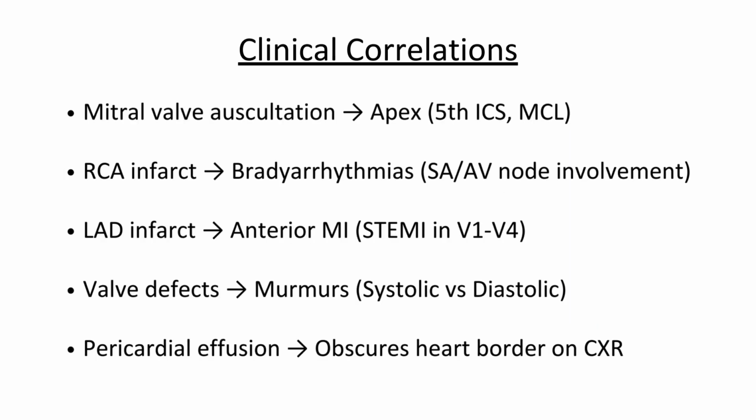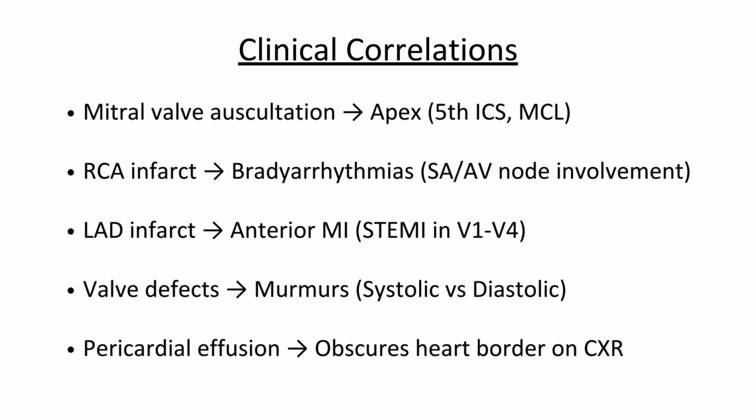Let's connect anatomy with pathology, the key to mastering USMLE. The mitral valve is best auscultated at the apex, in the fifth intercostal space midclavicular line, a critical detail in murmur localization. An RCA infarct can affect both the SA and AV nodes, leading to bradyarrhythmias or complete heart block. An LAD infarct affects the anterior wall and interventricular septum, showing up as ST elevations in leads V1 to V4 on an ECG. It's also the most lethal MI, hence the nickname Widowmaker.